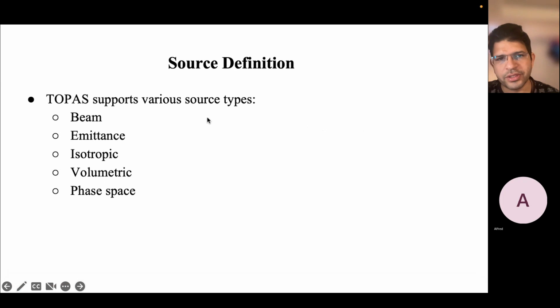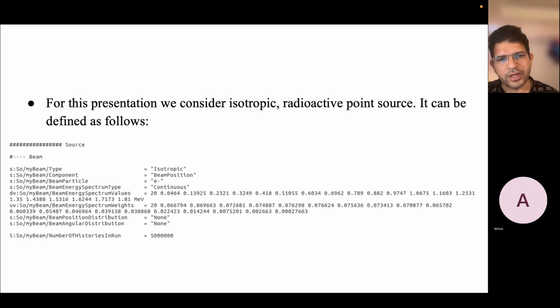So now scoring the source definition. You can define your source in the form of a beam or emittance, or isotropic point source, volumetric source, or phase space. We'll be looking at this in more detail in future tutorials, but I'll provide you an example of how you define an isotropic radioactive point source. First, you call it the source you are going to define is isotropic.